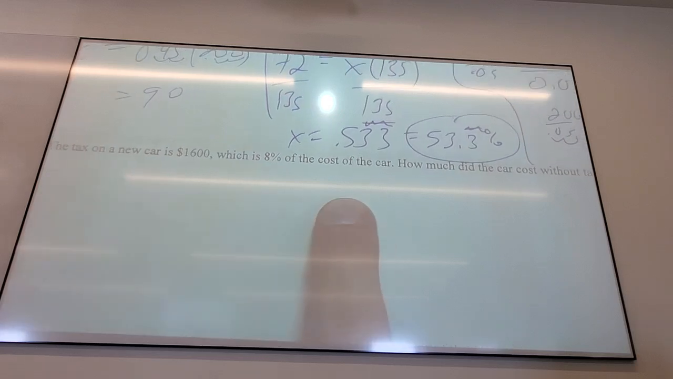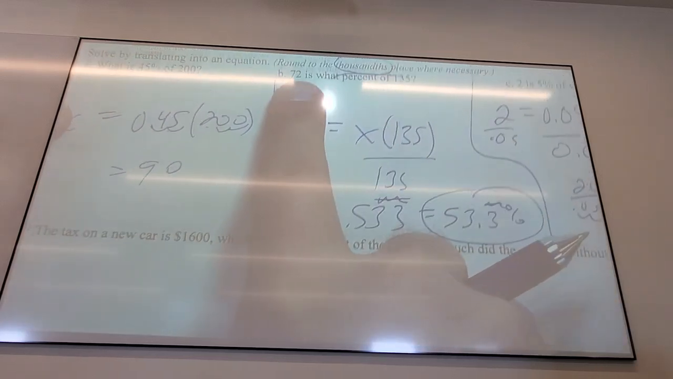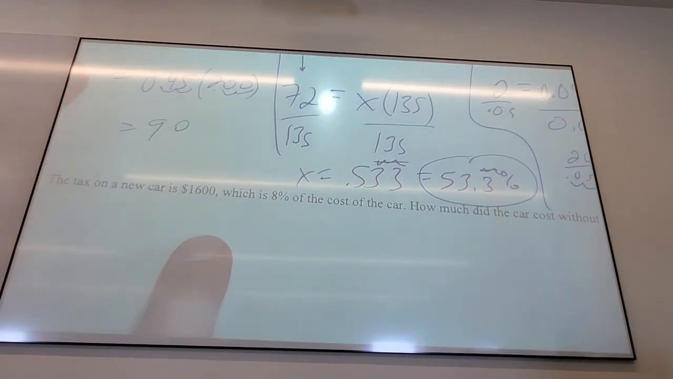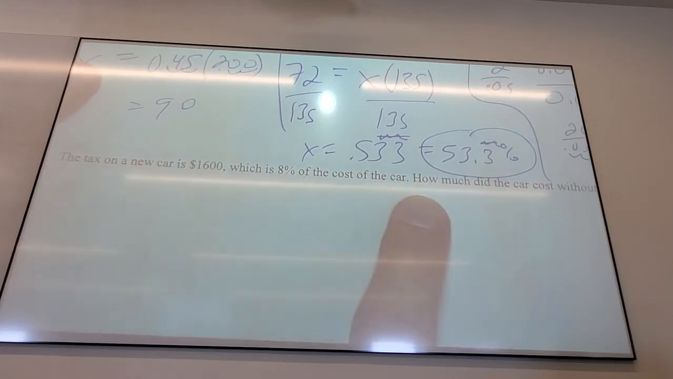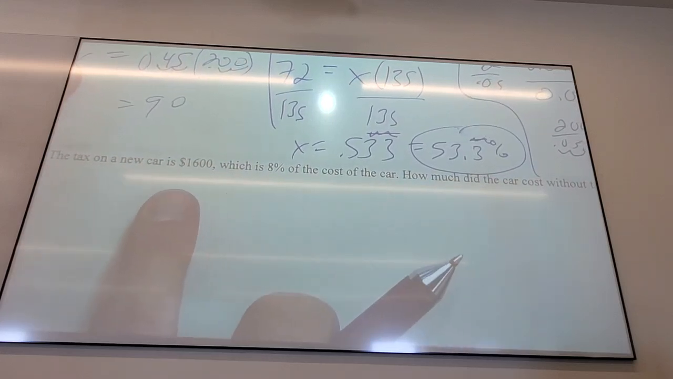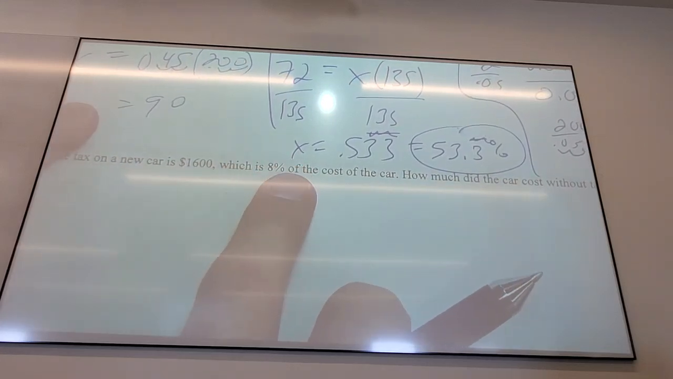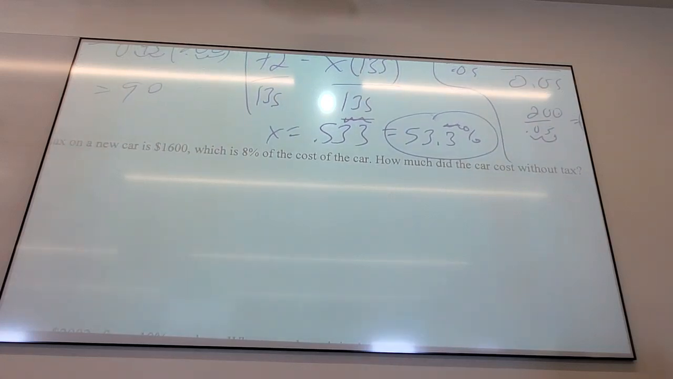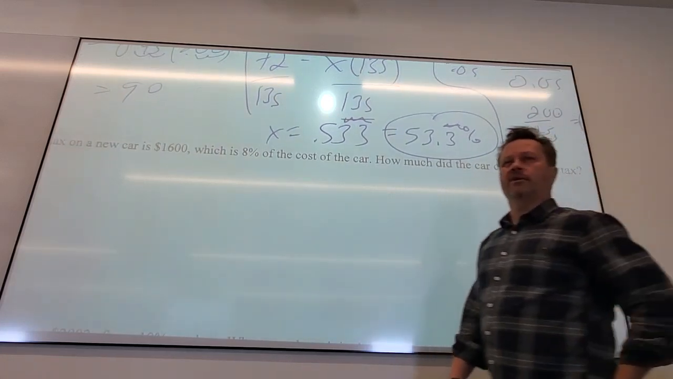If you're able to take a problem like this and put it in this form, you could just translate it into an equation, but I'll take whatever way you can think to do this. The tax is $1,600, and that's 8% of the cost of the car. How much did the car cost without tax?